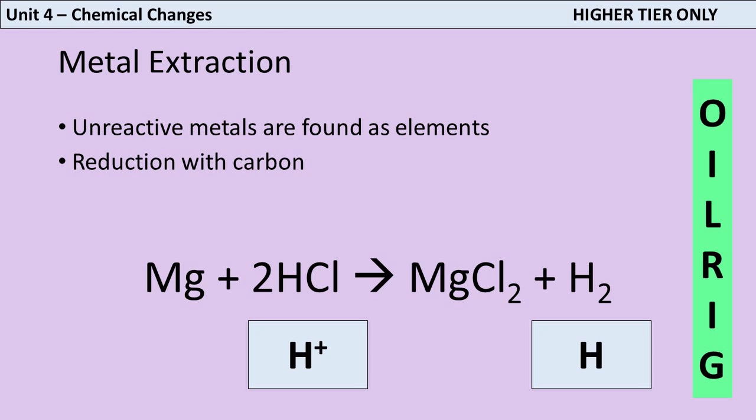The hydrogen, on the other hand, started off as hydrogen ions, which have no electrons but 1 proton. That's why they have a single positive charge. On the right-hand side, they've now regained that electron. Reduction is gain of electrons, so the hydrogen has been reduced.